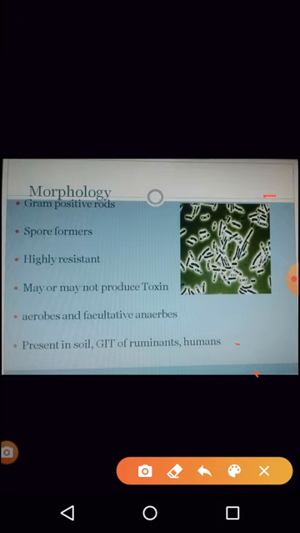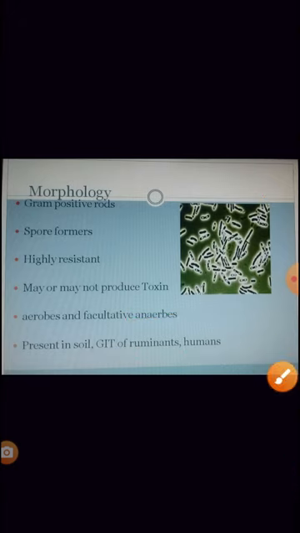They may or may not produce toxin. They are aerobes. Most of them are aerobes, and few are facultative anaerobes. These organisms are generally present in soil, in the environment, and also they are present in the gastrointestinal tract of the ruminants and human beings.